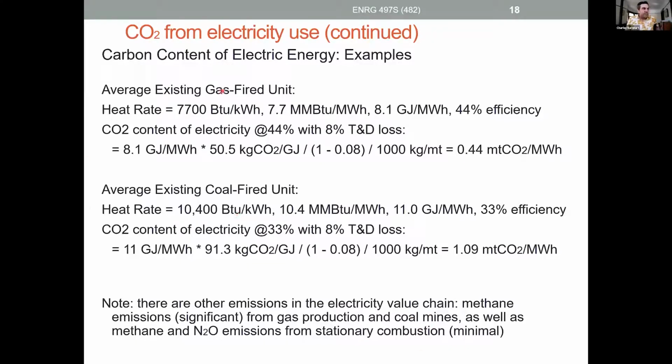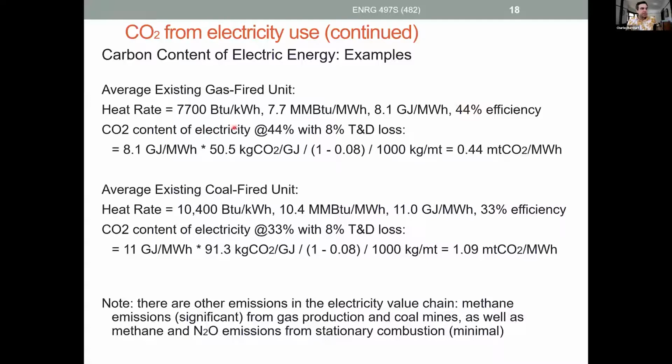So here's a gas-fired unit. It has a heat rate of 7,700 BTUs per kilowatt hour. So if you want a kilowatt hour of electricity from a natural gas plant, you have to put in 7,700 BTUs of natural gas, or 7.7 mega BTUs per megawatt hour. Multiplying by 3.6, we can see that yields about 44% efficiency if we invert that and multiply by 3.6.